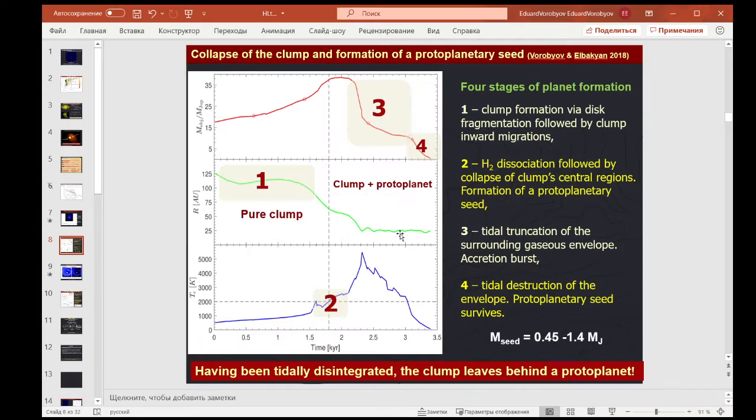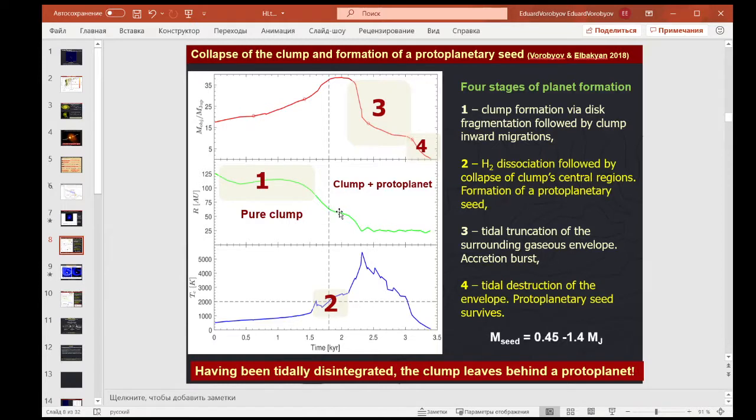If we look now at this process in more detail, I plot here the mass of the clump as a function of time. Here is the position of the clump from the star, and here is the temperature in the center of the clump. Then we can identify four stages of protoplanetary formation here. First, the clump forms at some hundreds of astronomical units and migrates towards the star. Then in the second stage, the temperature inside the clump reaches 2000 Kelvin, and that induces the dissociation of molecular hydrogen, and the center of the clump collapses. However, the atmosphere of the clump, the outer regions, still survives for some time because the clump is rotating. Only the inner parts of the clump are involved in this collapse.